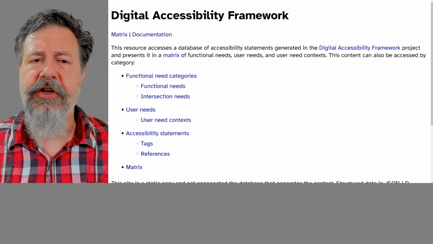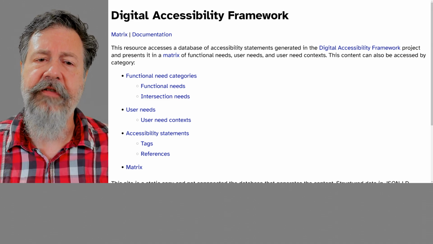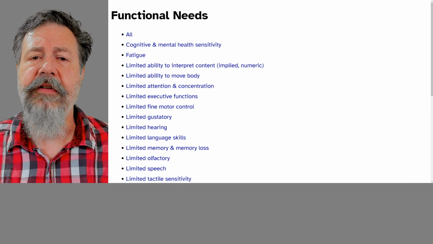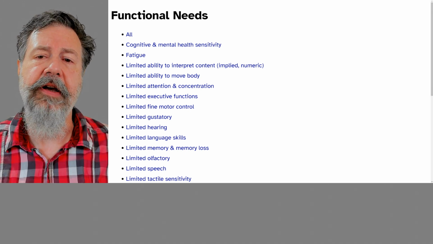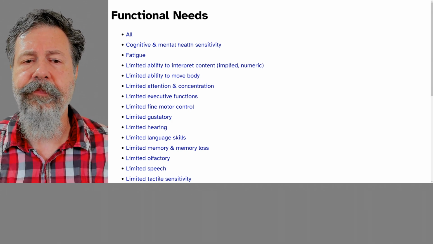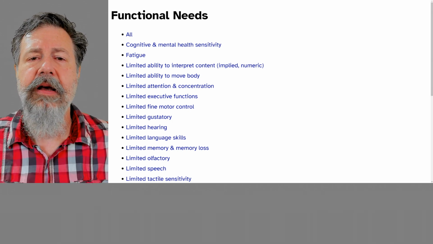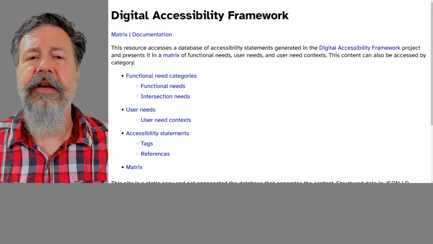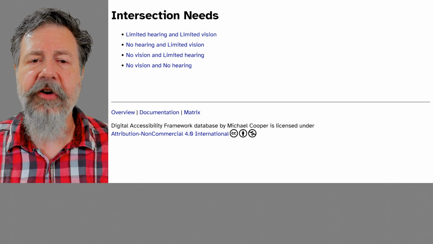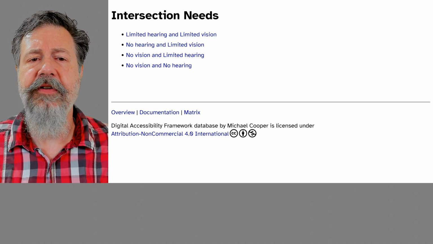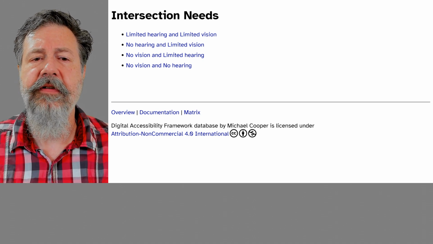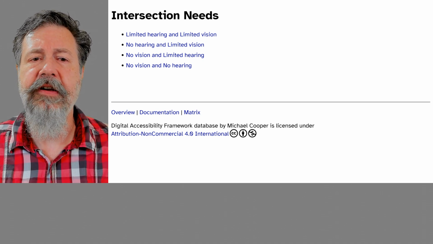Returning to the overview page, there's a link to the entire set of functional needs outside the context of their categories as well. This is the full set of functional needs that you'll see as column headers in the matrix when we get to it. In this view, they're sorted alphabetically instead of by category. In the overview, you see that intersection needs are listed separately from functional needs. They are functional needs, but they're defined as combinations of other functional needs. There's a huge number of potential combinations, so we only include the ones we have identified so far.